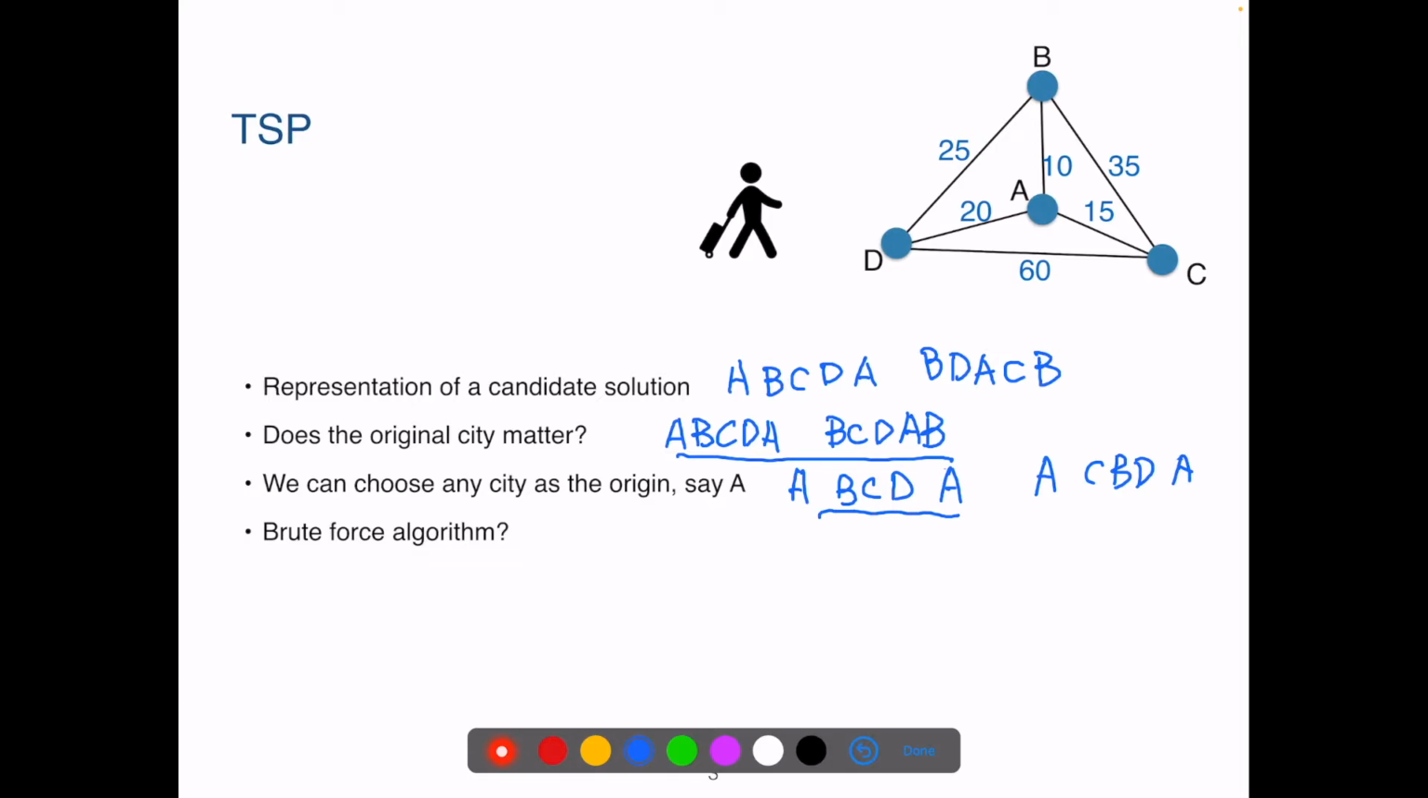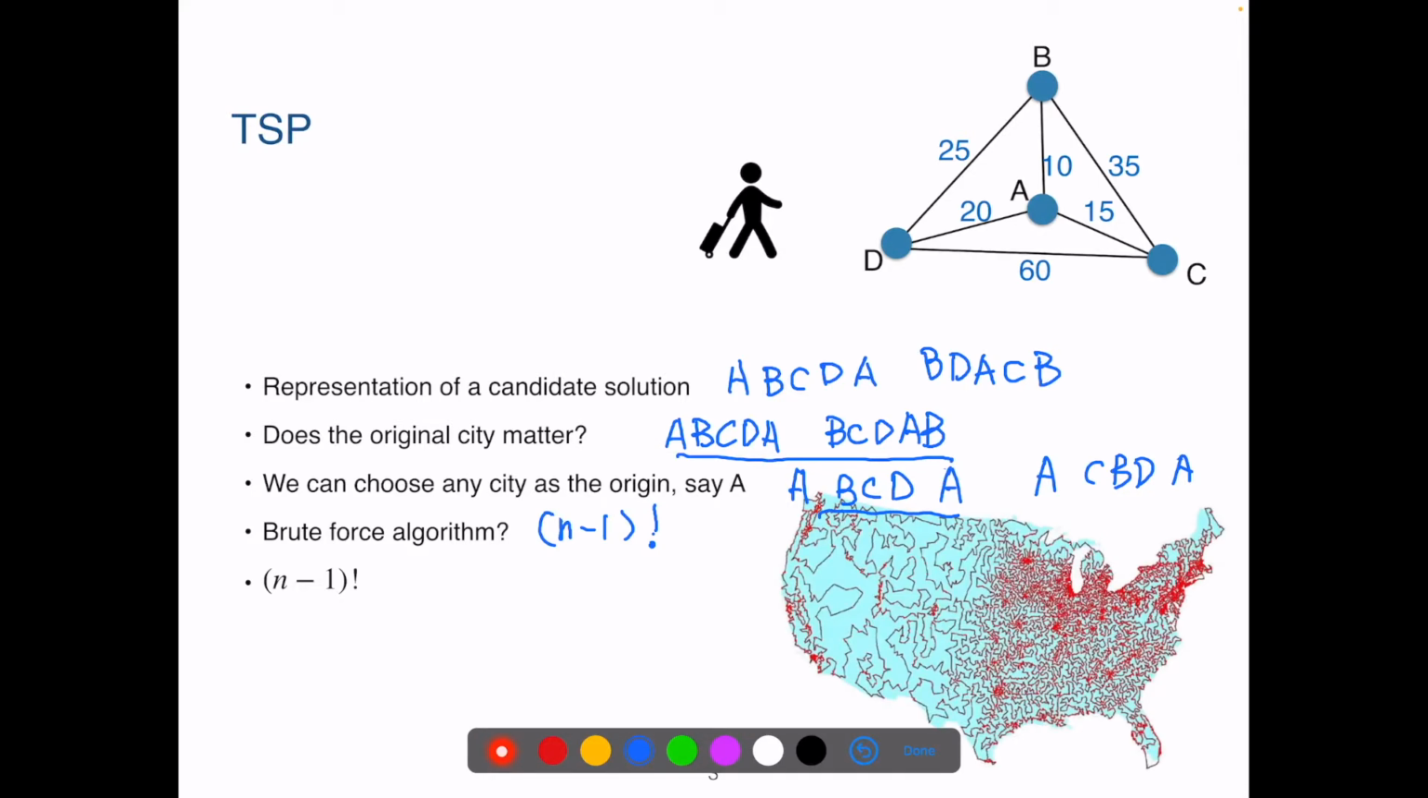When we assume A is the origin city, the rest of the solution is just a permutation of n minus 1 cities. So there are (n minus 1) factorial possibilities. In this example here, we only have 4 cities to consider, and the problem is easy, and (n minus 1) factorial is not a large number at all.